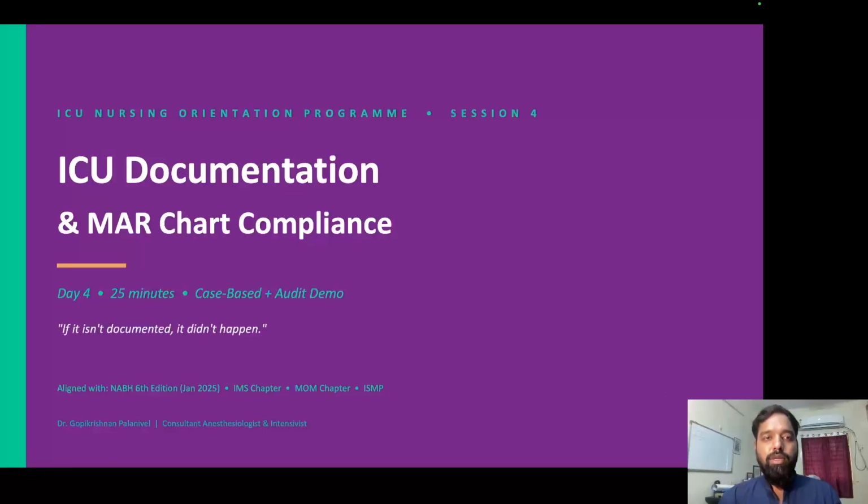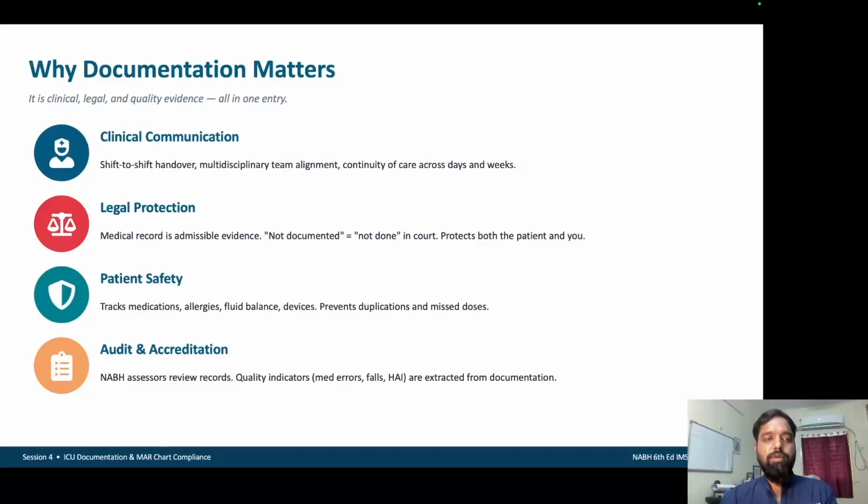Gopi. Today we are going to see session 4, ICU documentation and MAR chart compliance, as a part of the ICU nursing orientation program. As per the court of law, if it isn't documented, it didn't happen. We will look into it deeply about why the documentation matters in this lecture. It is clinical, legal, and quality evidence all in one entry.